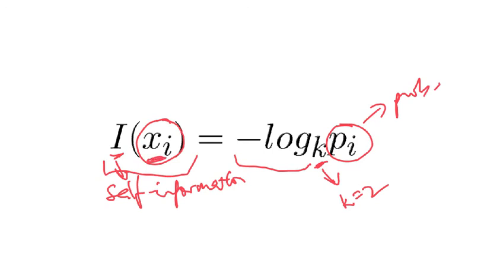Okay, so it is a short formula. But what is the meaning of this particular formula? Why negative log, and why negative log probability, and why do they call it self-information?